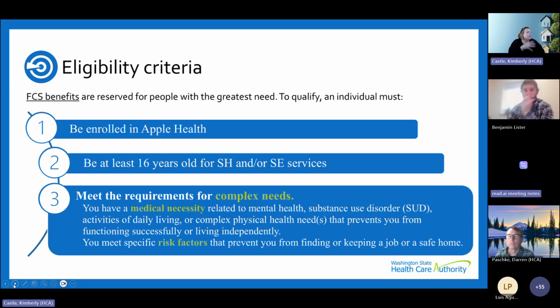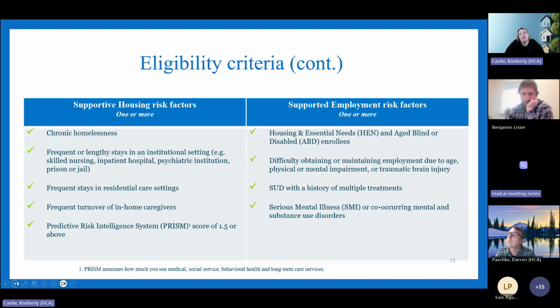So some of those are just living independently, those things that someone might need to be able to continue to live on their own or have support in doing so. So if you meet one of those, whether it's the behavioral health, the SUD, or the complex physical needs, you also have to meet one risk factor. And I'll go over the housing for you, and then I'm going to have Darren go over the employment.